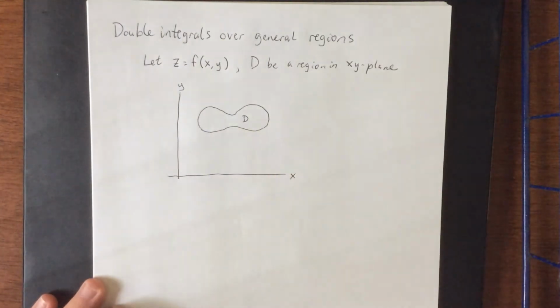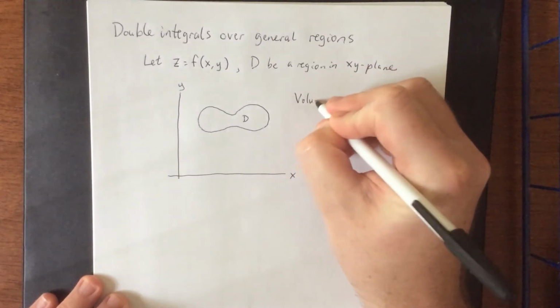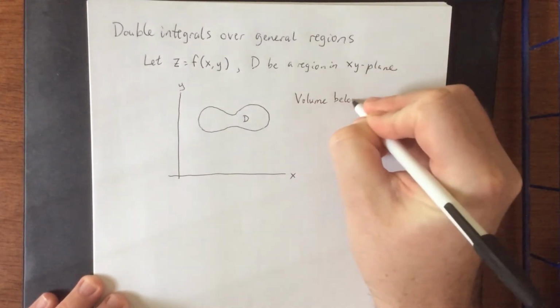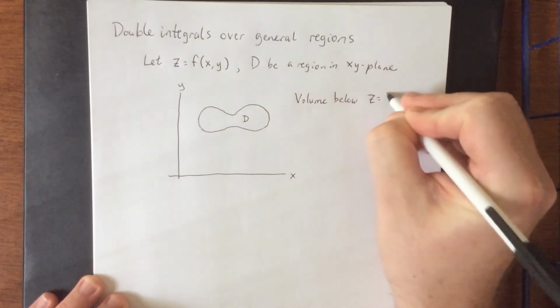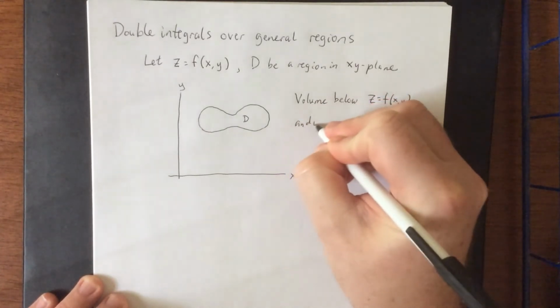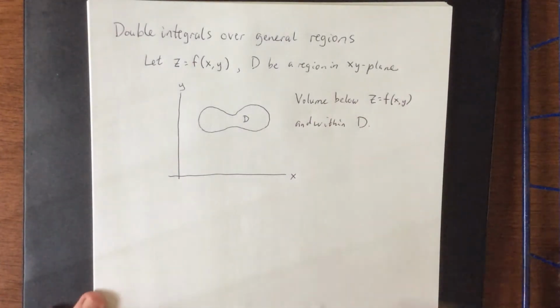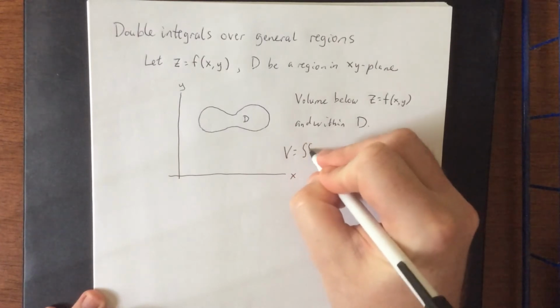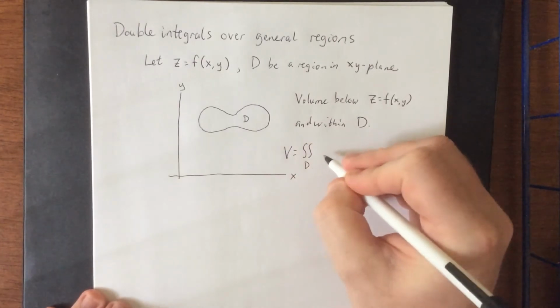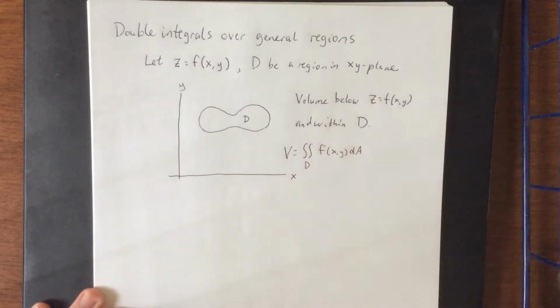So here's just a general peanut-shaped region within the xy plane, more specifically quadrant 1. So what we would like to consider is the volume that's contained below z equals our function and within the given domain D. Well, that volume is going to be equal to, as we saw in the previous section, the double integral over the region D of f of x y dA.